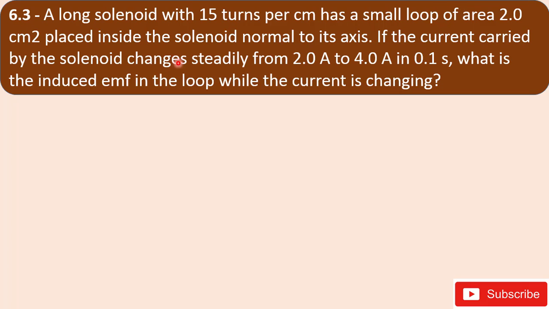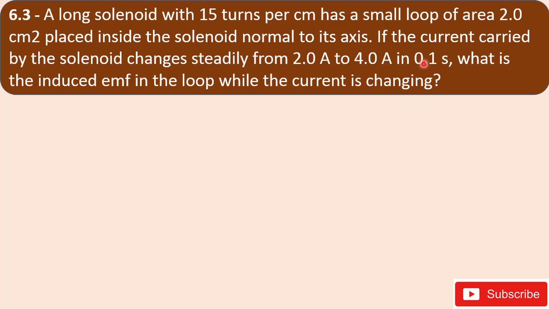Now, if the current carried by the solenoid changes steadily from 2.0 ampere to 4.0 ampere in 0.1 second. So friends, here the value of current changes from 2.0 ampere to 4.0 ampere in 0.1 second, right? So here we have two values of current, I1 and I2. The change in current dI is equal to I2 minus I1, means 4 minus 2, and ultimately it becomes 2 ampere. So dI is 2 ampere, and the change in time dt is given as 0.1 second, right?